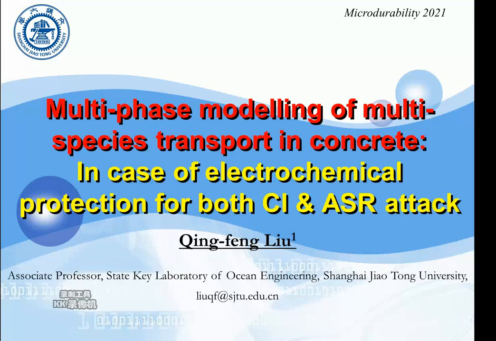I know the topic is a bit different from the other presenters here, but it's actually the closest one to this session topic from my work. Based on the advantages of injecting lithium ions into concrete to suppress ASR, my topic would be more focused on our modeling work for transport, for the electrochemical rehabilitation, firstly for the chloride-induced problem, and secondly the alkali silica reaction.